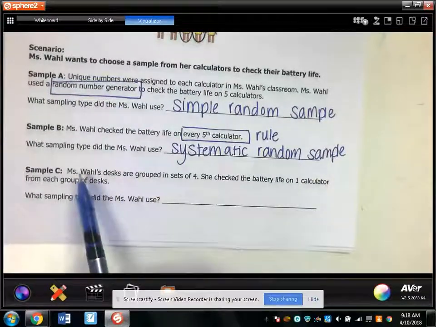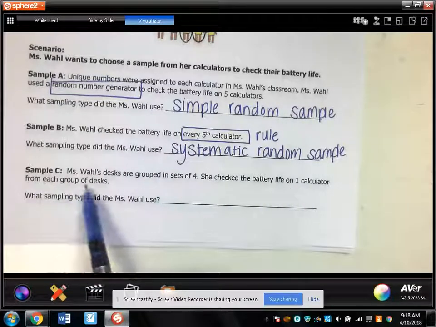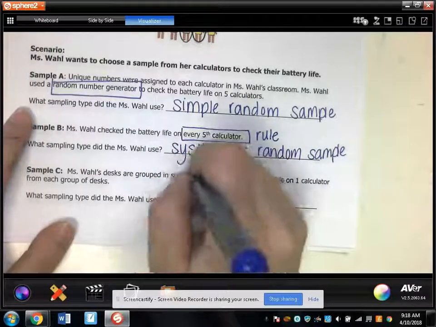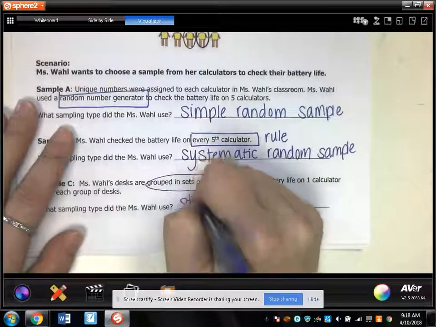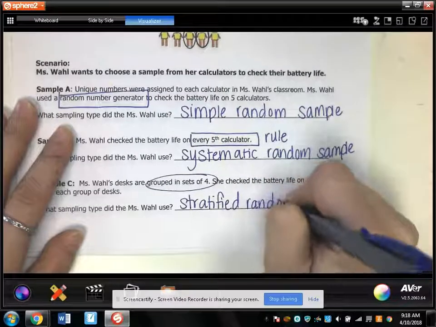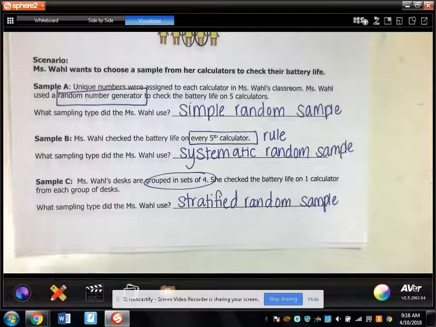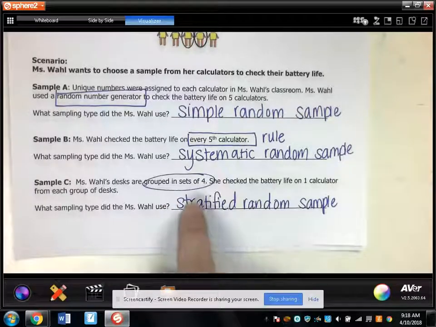And lastly, Miss Wall's desks are grouped in sets of 4. She checked the battery life on 1 calculator from each group of desks. What sampling type did she use? Well, since she's checking 1 from each group, groups is a stratified random sample. She's going to go to each group and randomly choose one. So she's going to make her way through all of the groups. Every calculator has an opportunity to get chosen, but she's going to choose 1 from each group. If it's group, it's stratified.